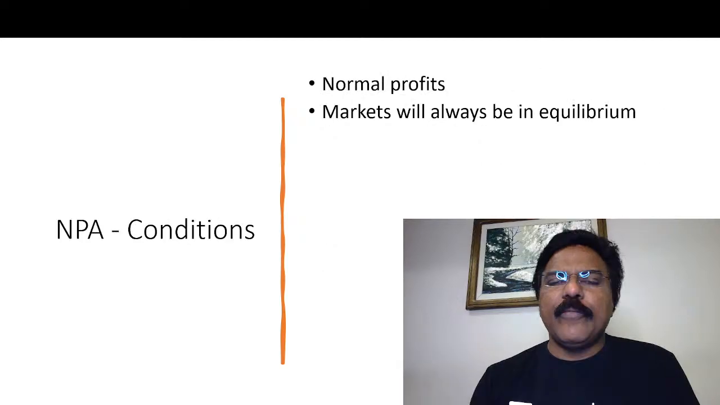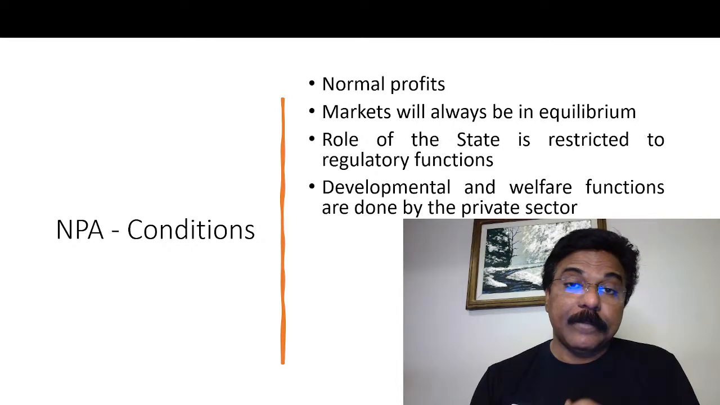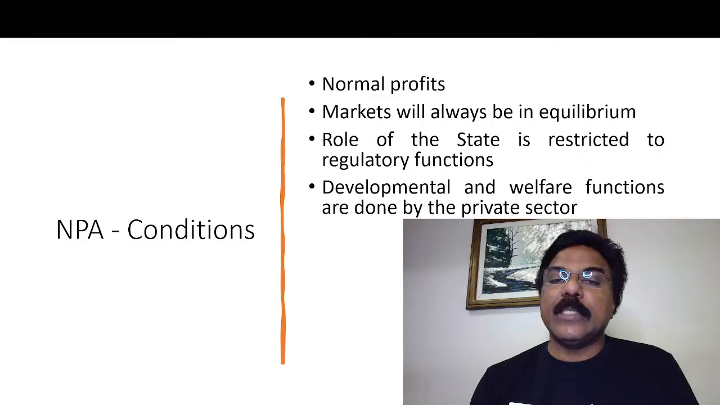So if you have normal profits, markets will always be in equilibrium, right? The role of the state is restricted to regulatory functions. Developmental and welfare functions are done by the private sector. The supply of goods and services is done by the private sector. It's called the rightist philosophy.